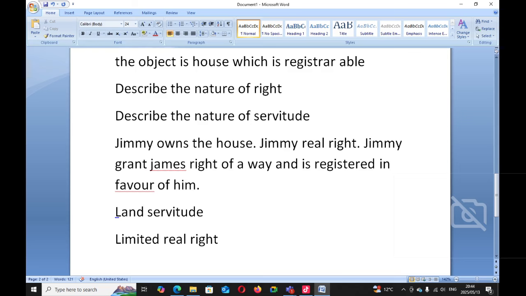The statement said the right of way has been registered in favor of him. So it's benefiting him in his personal capacity. Therefore, it can't be a land servitude, even if it's a right of way. So you must never get carried away by just seeing a right of way and assume it's a land servitude. You check the registration, whether it's in favor of the person or a farm. If it is in favor of James's farm, this will be a land servitude. But now it's in favor of him, so it changes from land servitude to personal servitude.